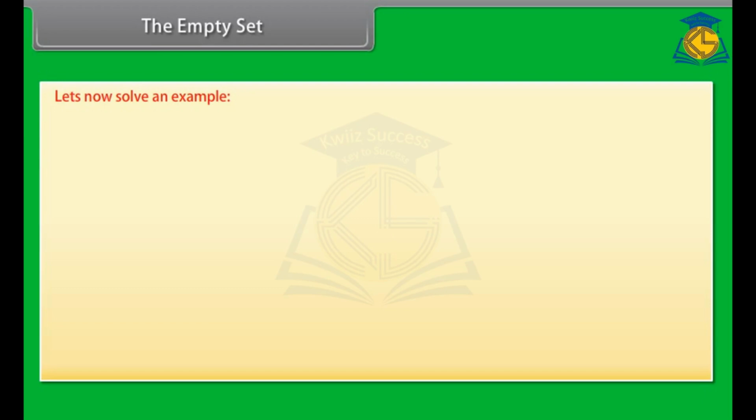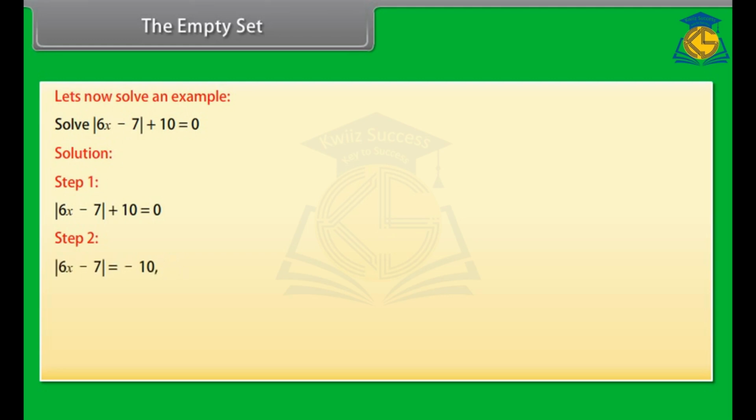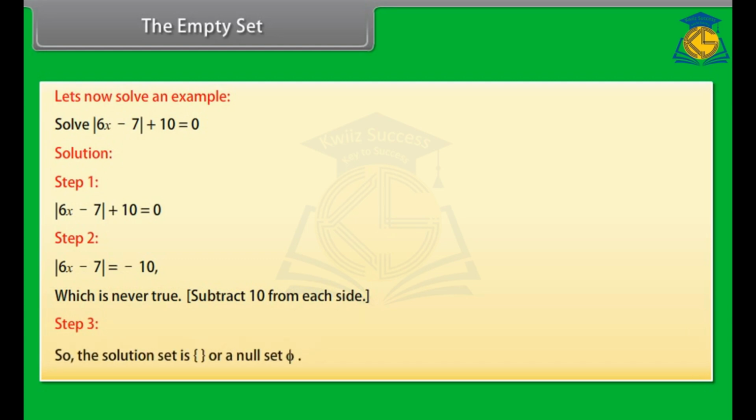Let's now solve an example. Solve |6x - 7| + 10 = 0. Solution. Step 1. |6x - 7| + 10 = 0. Step 2. Subtract 10 from each side. |6x - 7| = -10, which is never true. Step 3. So, the solution set is empty set or a null set.